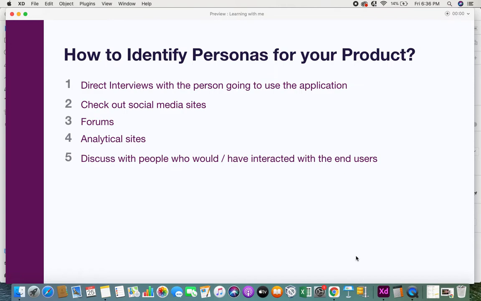Then you would have maybe admins, depending on your application. There are also analytical sites available on the web, so you can check out the different analytics available for different customer groups or segments. And you can also discuss with people who have already interacted with similar people or have constant interaction.